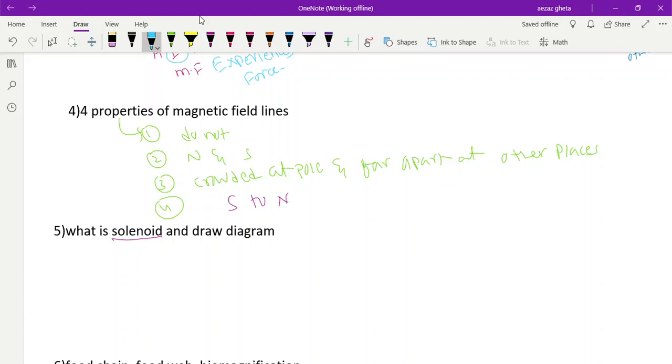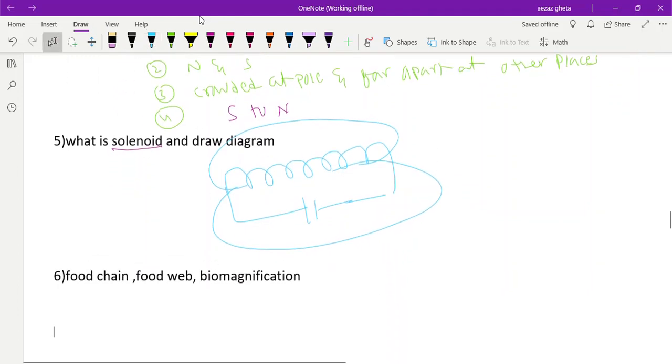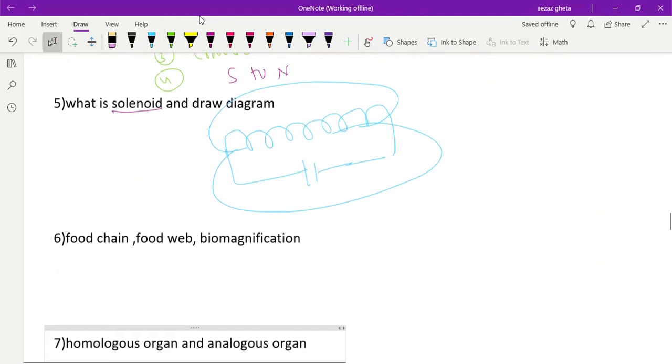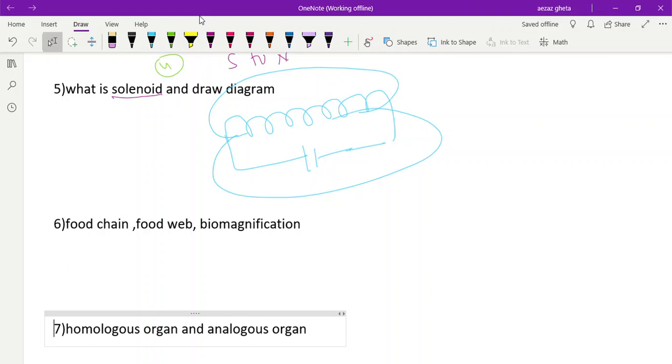And you should draw this diagram, in which we have to show the direction of the magnetic field, just like a bar magnet. This diagram you should practice, which is there in the textbook. These are the magnetic field lines and all. The solenoid diagram is very important, and the solenoid definition is also very, very important.